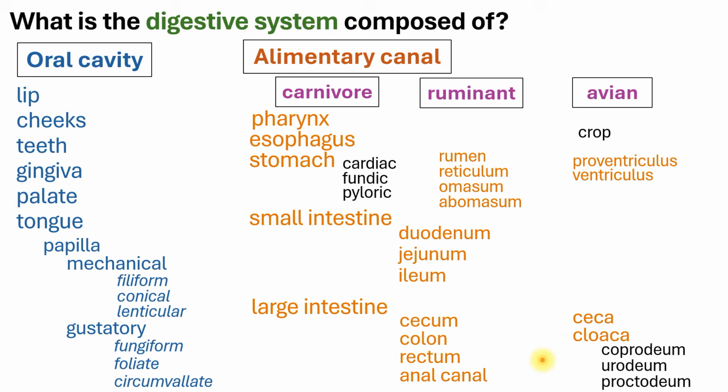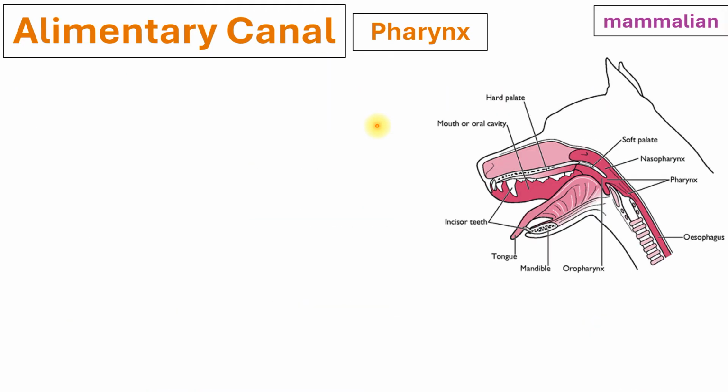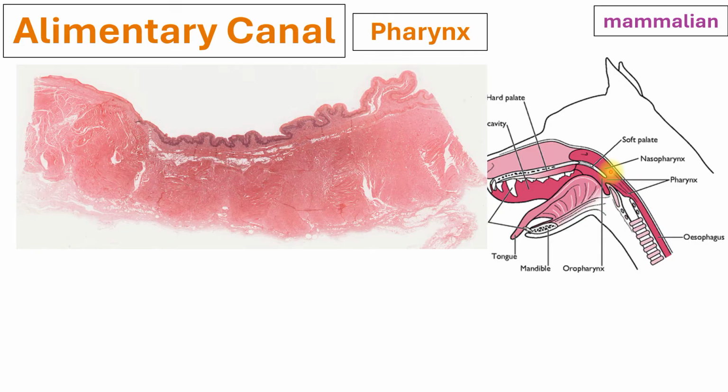Okay, now let's go to the alimentary canal. Let's start with the pharynx. Okay, so for the pharynx, the lining epithelium is basically stratified squamous epithelium. And then the deeper layers would still contain your muscle tissue.